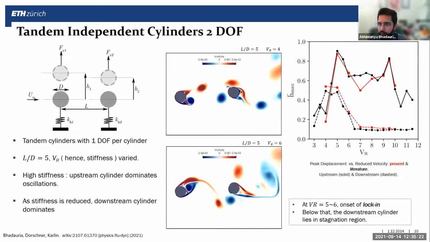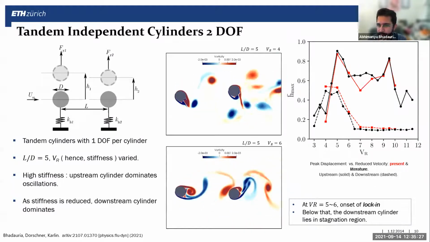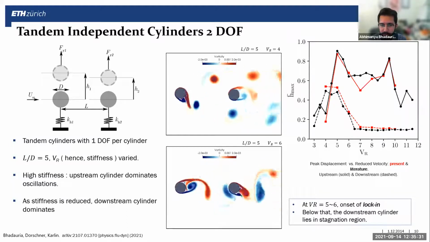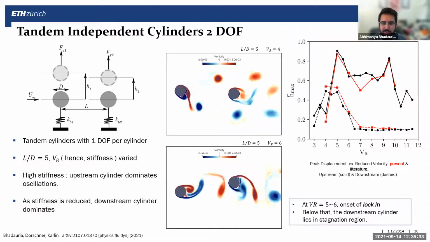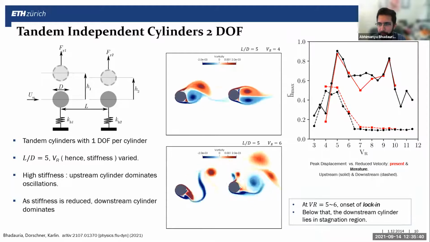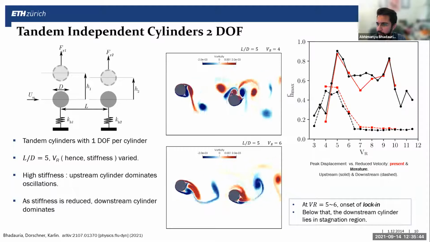Now we have two oscillating cylinders, but now they're independently mounted on springs. And here the distance between the two bodies is kept the same. The only thing that is varied is the reduced velocity, which in turn essentially affects the spring stiffness. So here you see sort of an inversion of oscillation behavior.